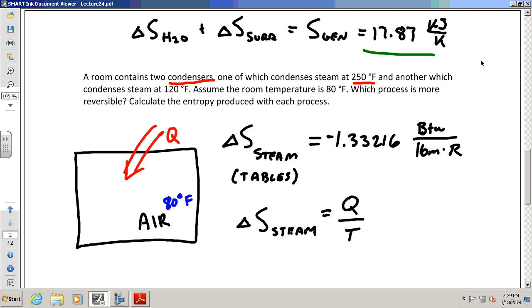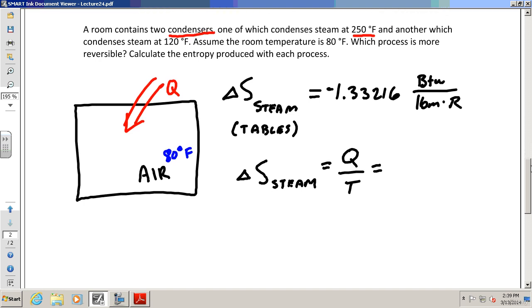Why can I use this? Why can I use Q over T in this particular special case? What has to happen when you use Q over T? Yes, constant temperature. But when you condense steam, I just told you that it doesn't change temperature. So this works in this special case. When you condense steam, the temperature does not change. So now, what's going to be Q? Well, the only way I can solve for Q is the first law.